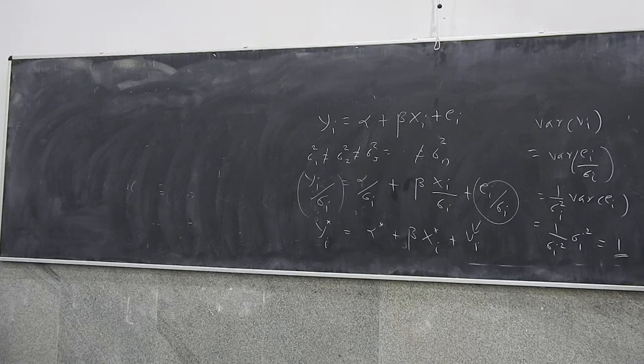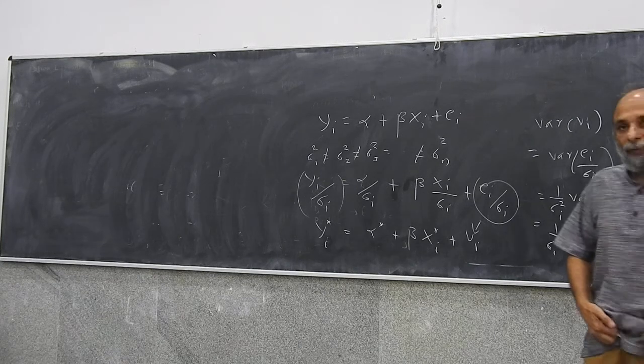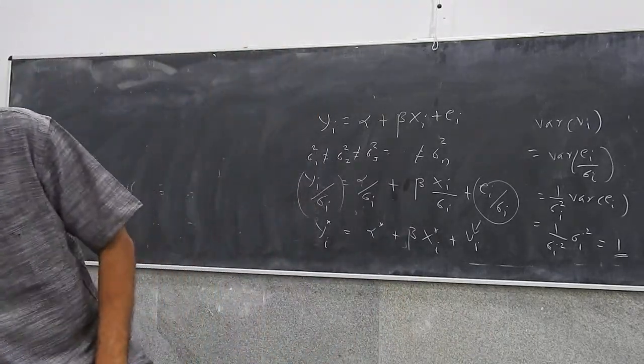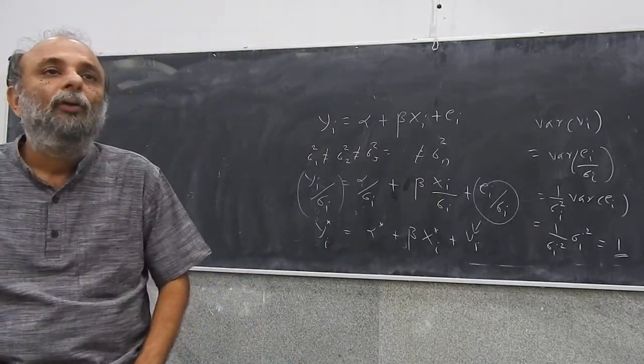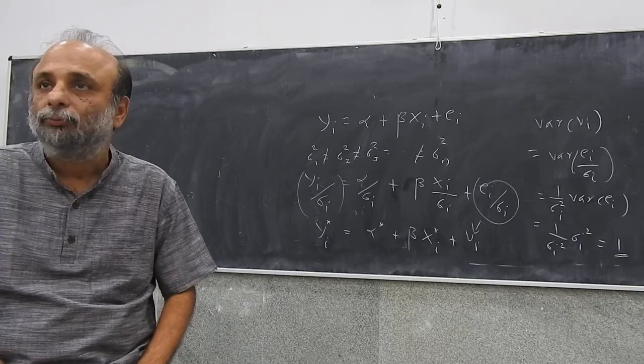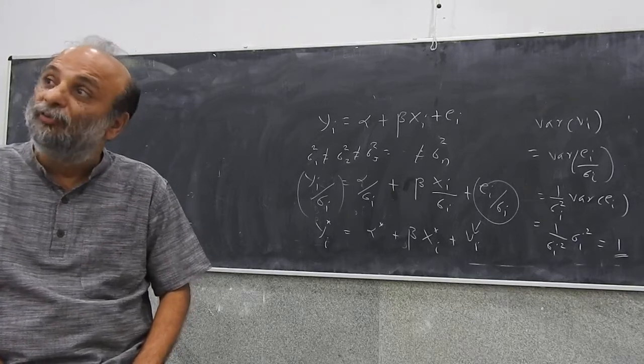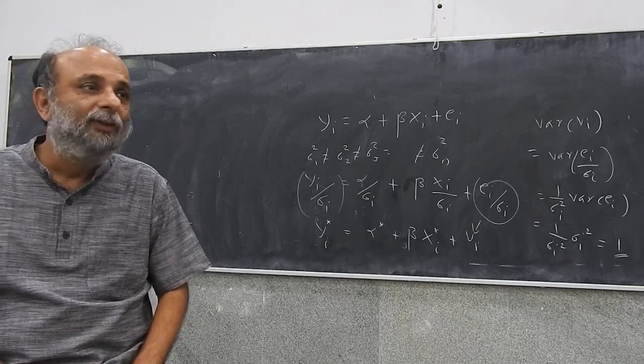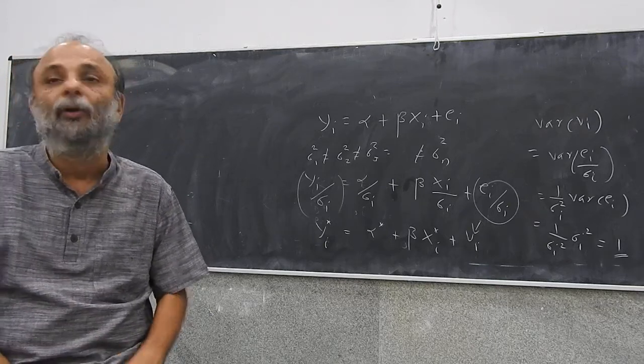Sigma i square. We'll have to estimate sigma i square. Right. Now what is sigma 1 square, for example? What is sigma 1 square? The variance of the first error, E1. Sigma 2 square is the variance of the second error, and so on.